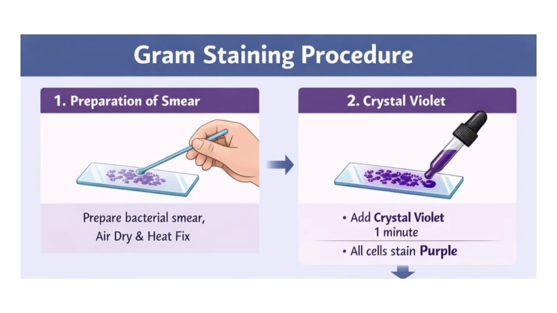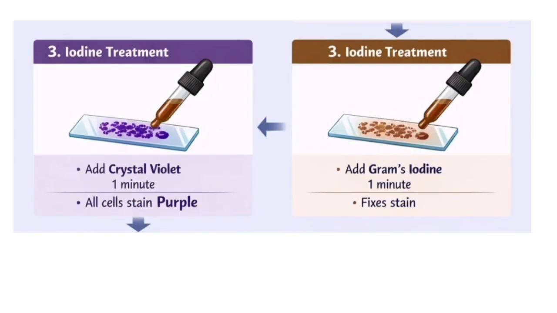Next, we have to apply the mordant, or iodine solution. Flood the smear with iodine solution, leave for 1 minute, then rinse gently with water. Now iodine acts as a mordant. It forms a crystal violet-iodine complex inside the cell.